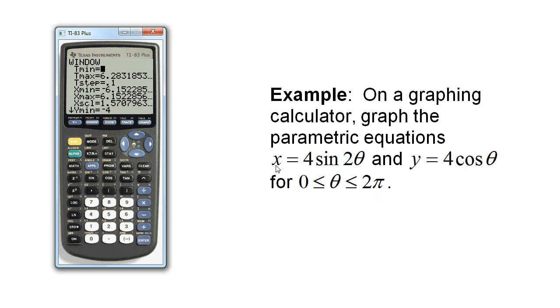You could make it even smaller if you wanted, but we're told to have our t's go from 0 to 2 pi. So now I need to go to my y equals screen, enter in x equals 4 sine 2 theta. So hit your variable button. It's going to be a t because we're in parametric mode. And then I'm going to have y equals 4 cosine theta. And let's see what it looks like.